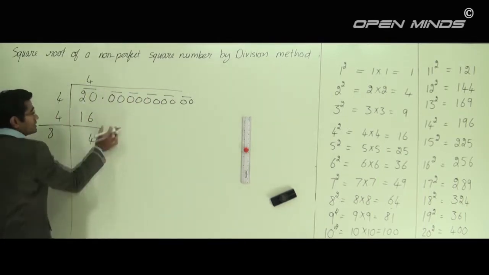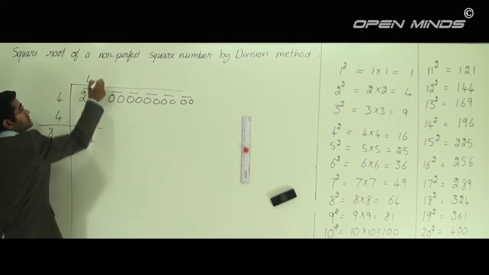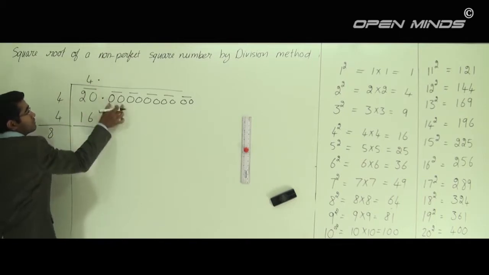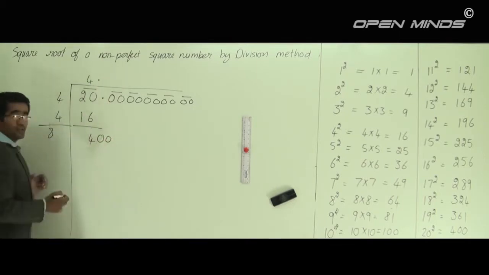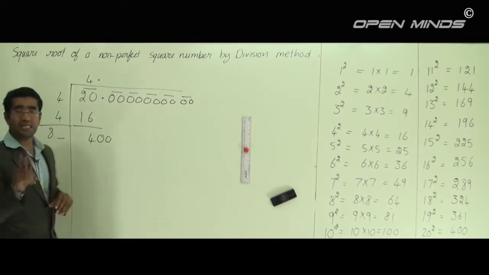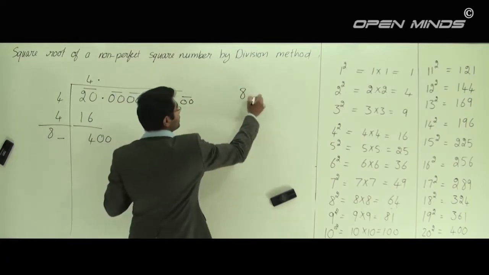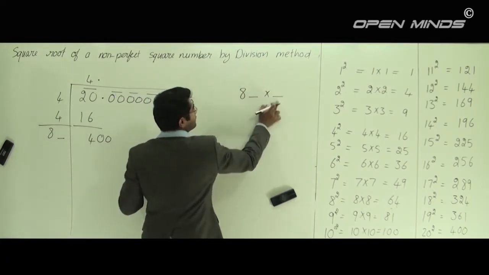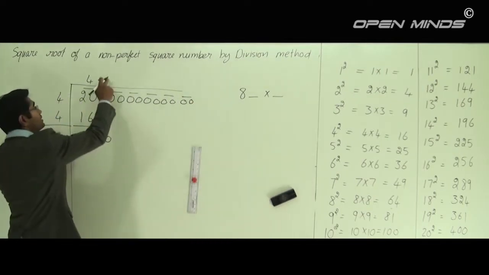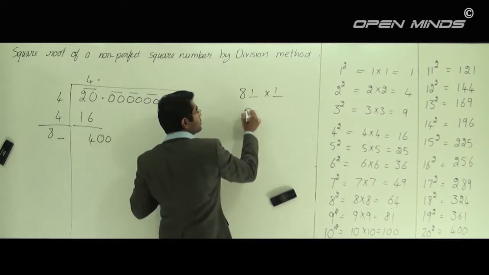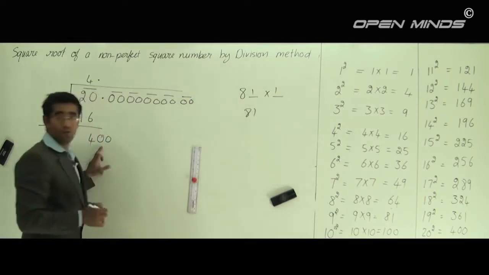I need to bring this pair down. But since it is in decimals, the decimal point goes up first because this part is done, and after that the pair comes down. Very simple. Now I need to fill this in such a way that if I have 80, whatever I write here, I should write here too. If I write 1 and 1, I'll get 81, which is very small compared to 400.